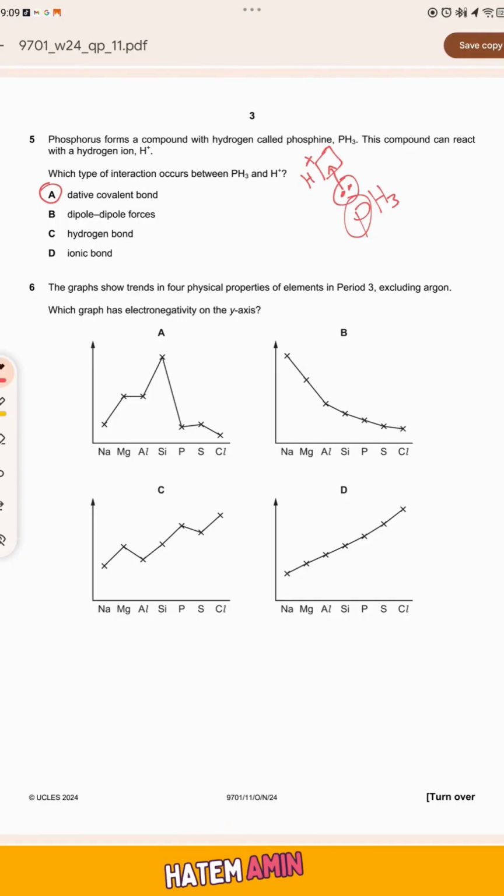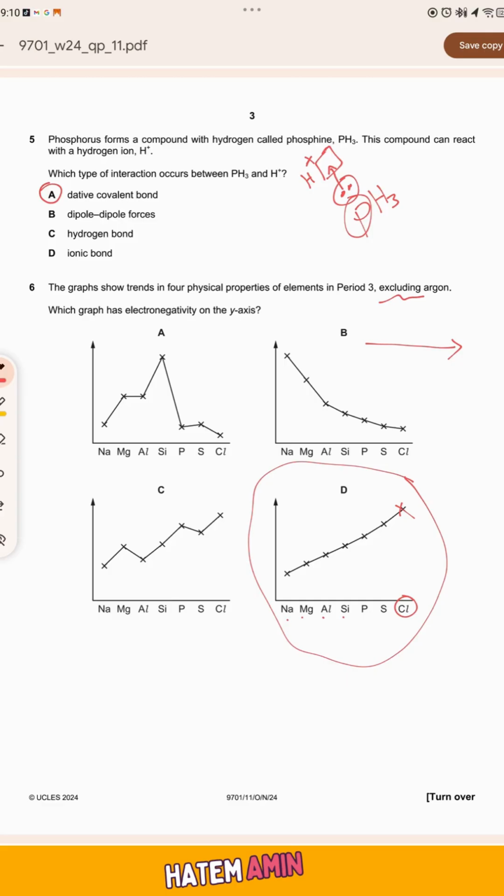Question number 6. The graph shows trends in four physical properties of elements in period 3, excluding argon. Which graph has electronegativity on the y-axis? So we know the electronegativity trend in the periodic table increases from left to right. Here in period 3, sodium has less than magnesium, and magnesium has less than aluminium, which has less than silicon, and so on. So chlorine is the most electronegative element, and sodium is the least electronegative element. So the right answer is D, as this graph shows the correct trend.